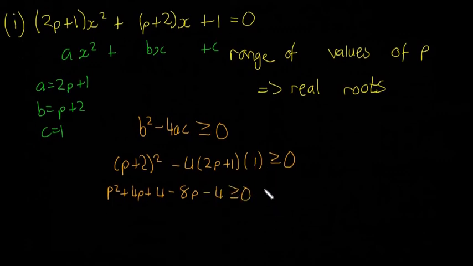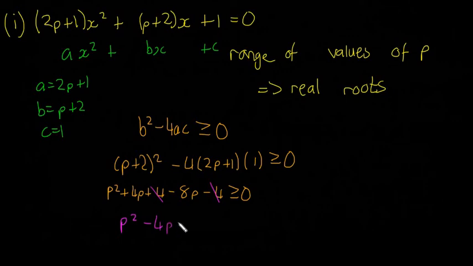And then we're just going to do this in, I'll go purple. So one more line, we're going to get p squared, so the plus 4 and the minus 4 are going to cancel, and then 4p minus 8p is going to be minus 4p is greater than or equal to 0. Okay, so now we basically just start with the old method.